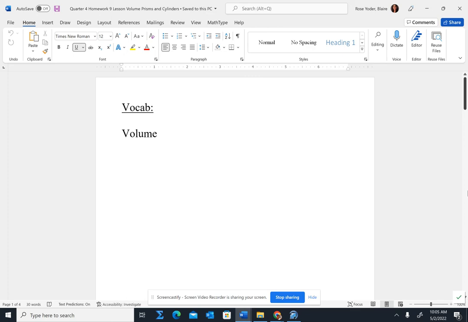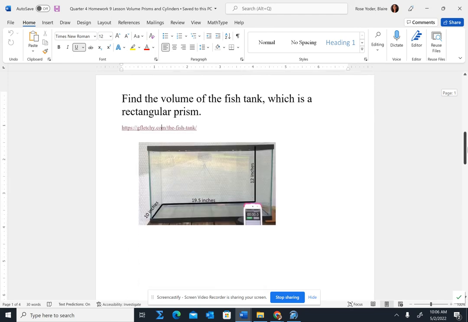I am about to teach you one of our last topics of the school year, which is volume. The definition of volume is the amount of space that an object takes up. I like to think about it as the number of cubes you can fill up an object with, and that's why volume is measured in cubic units. So we just finished area, that was measured in square units. Volume is going to be measured in cubic units.